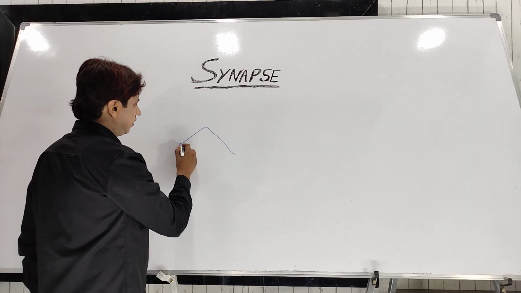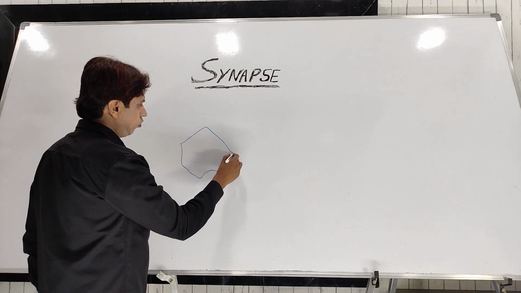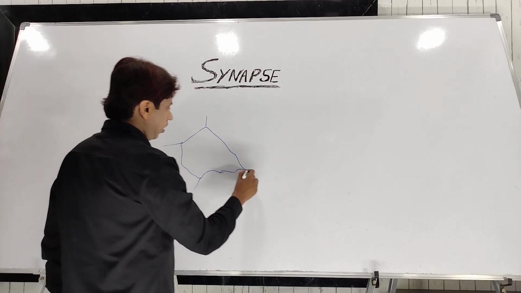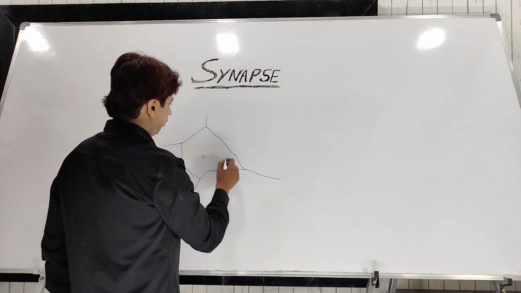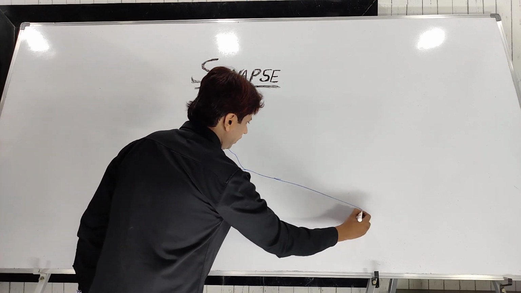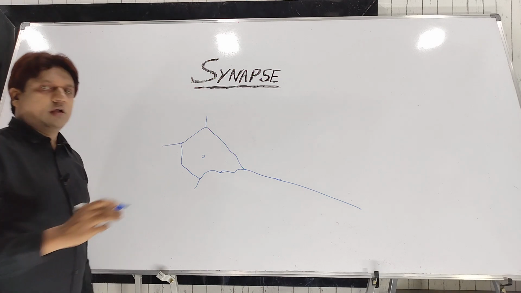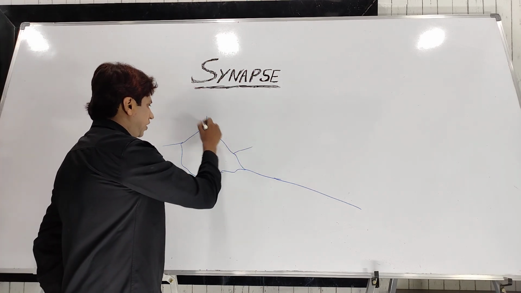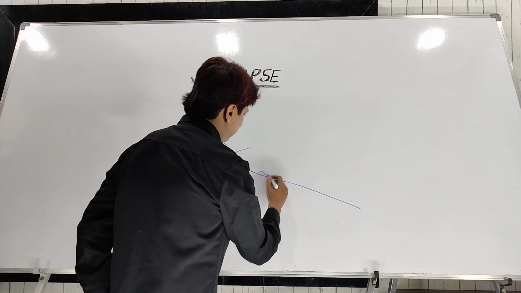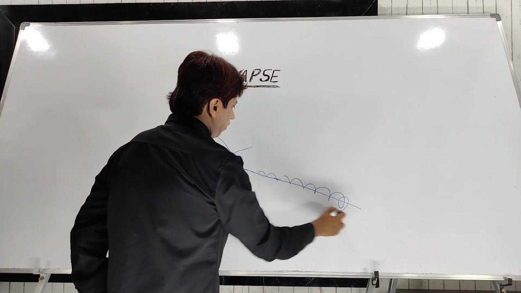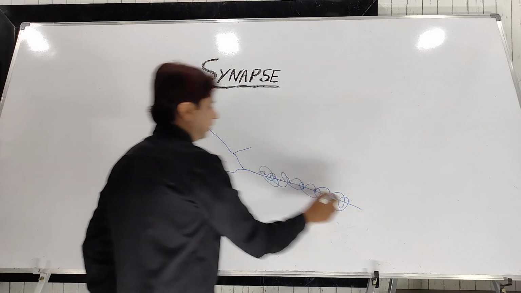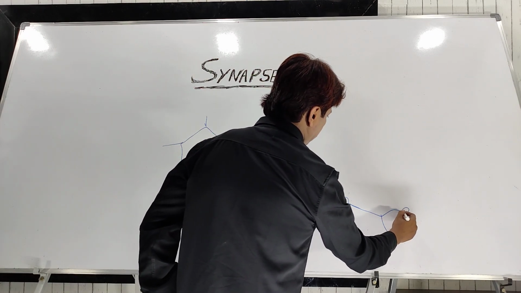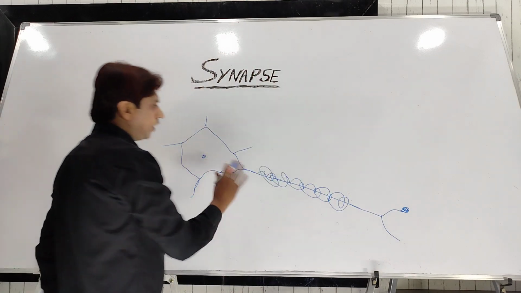Our nervous system is made up of millions of neurons. A typical neuron has the neuronal cell body and processes: the short processes, the dendrites, and one long process, the axon. It is covered by the myelin sheath, and at the peripheral end there is a small bulging known as the synaptic knob. This is one neuron.